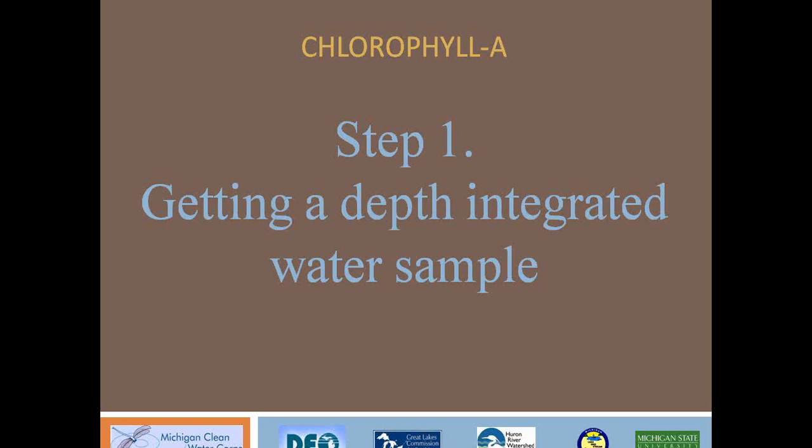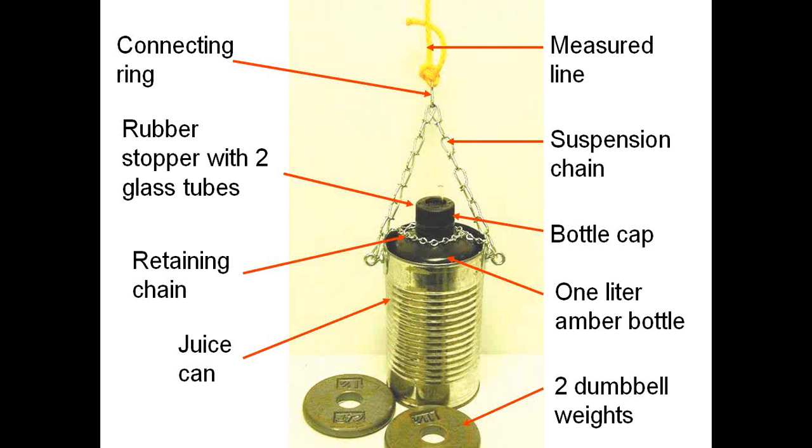Okay, step 1. We are going to head out to that deepest point on the lake, the same place you do phosphorus, same place you do Secchi. And this is where we're going to get a water sample, which we will then filter at a later point in step 2. So step 1, getting that sample. This is what your sampler is going to look like that you'll bring out with you.